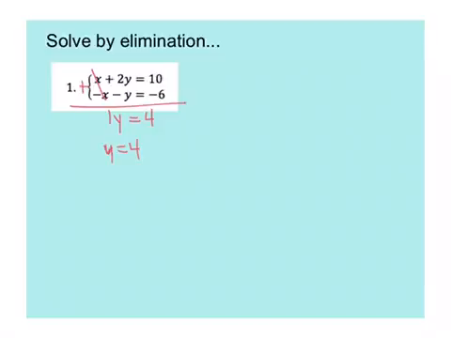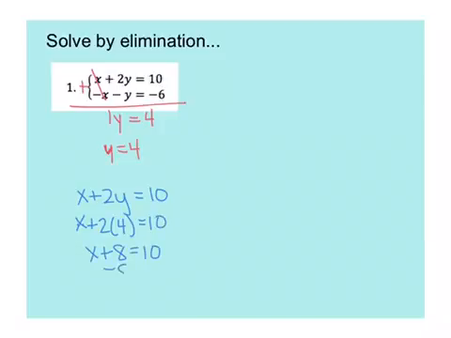So now I need to actually go back in and plug that y value into one of the original equations and solve for the x value. So I'm going to always use the first equation. I have x plus 2y equals 10, but I now know that y is going to be 4, so I'm going to get x plus 2 times 4 is going to equal 10. So x plus 8 equals 10, and solve for x now, so subtract 8. So I get x is 2.